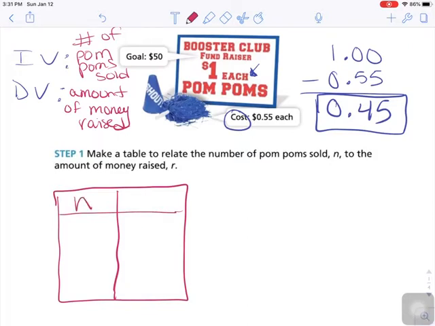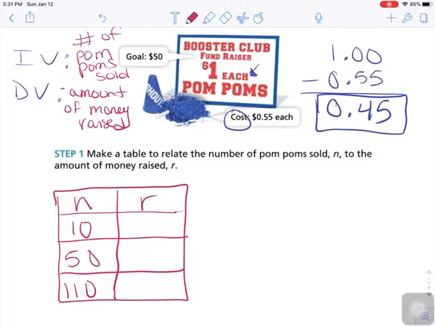Okay, so I'm relating pom-poms sold, N, to the amount of money that we raised, R. And we know that we want to make $50 here. So I'm not going to start at 1. Let's start at 10, because we're only making 45 cents each. So let's say we started at selling 10 pom-poms. Say 10, 50, and then maybe 110.